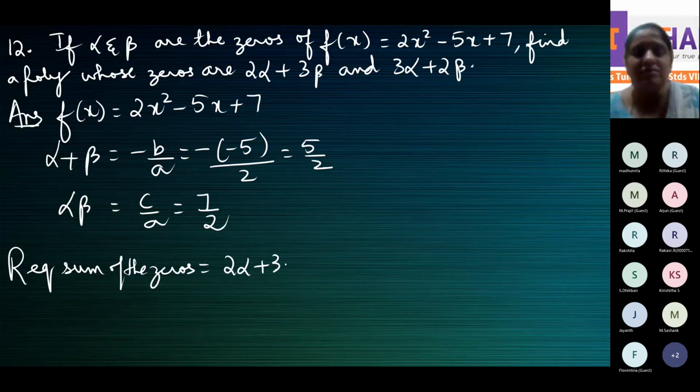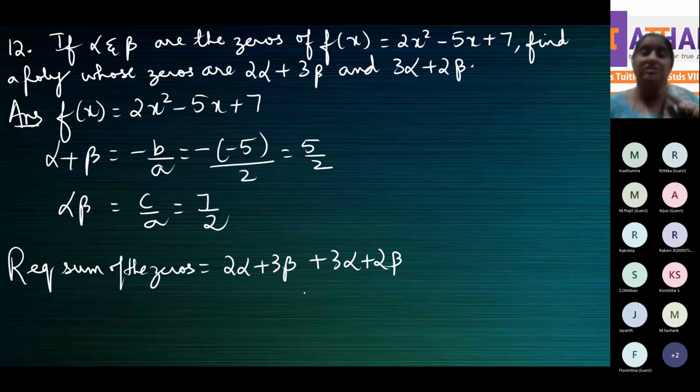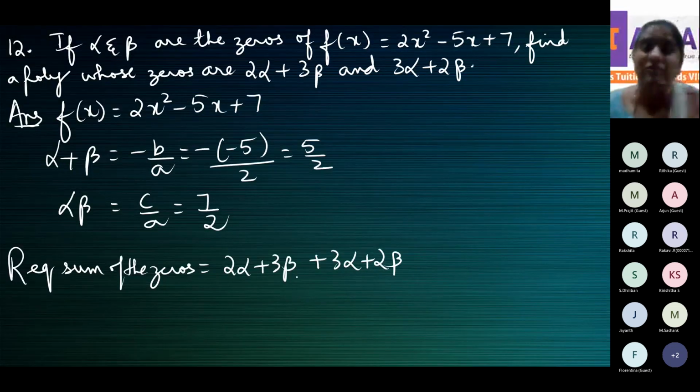2 alpha plus 3 beta. This is one zero, and the other zero is 3 alpha plus 2 beta. These are the zeros of that polynomial, and you have to find the required sum. So find the sum of the zeros.